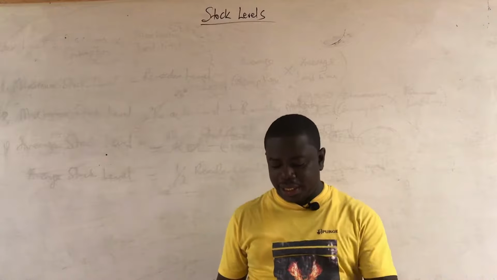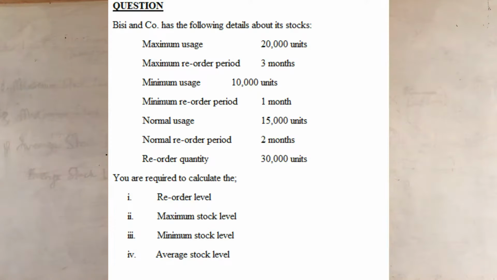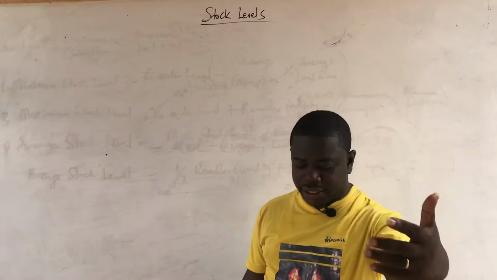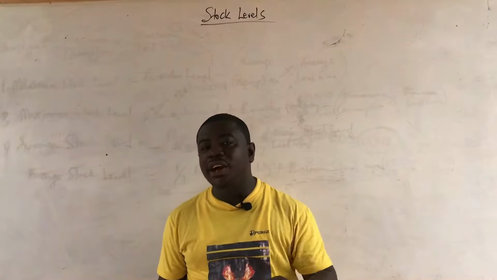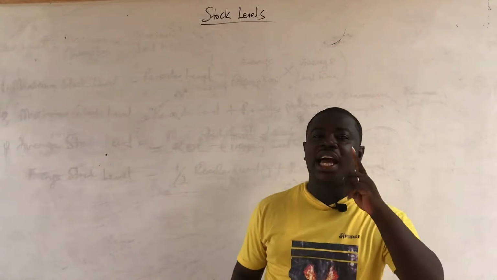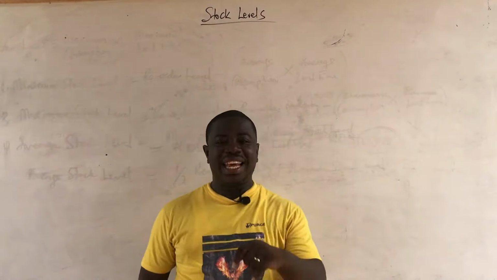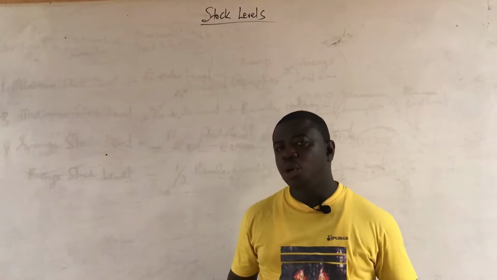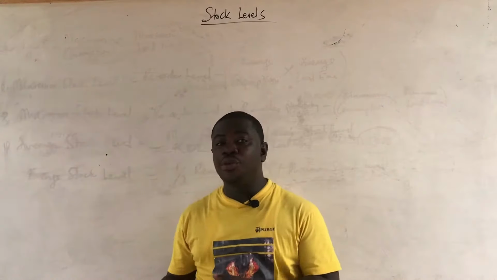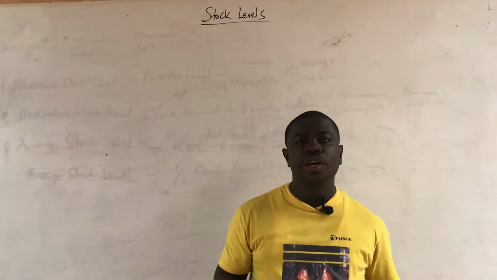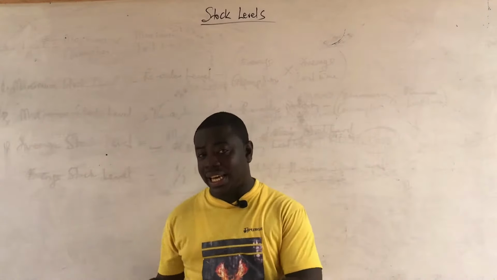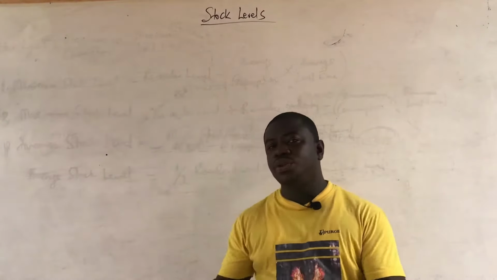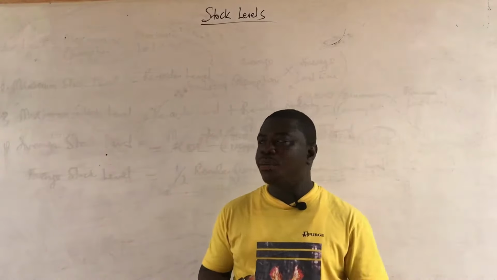Now, in this question, we have been given it in that order. We have to calculate first the reorder level, then the maximum and minimum. You see that it is in that order. Now, you could see a question where they will ask you to calculate I, maximum stock level, then II, minimum, then reorder level. We all know that without the reorder level, we cannot calculate the maximum and the minimum. So even though they may place it last, the reorder level, you still need to calculate that first before you come on to the others.